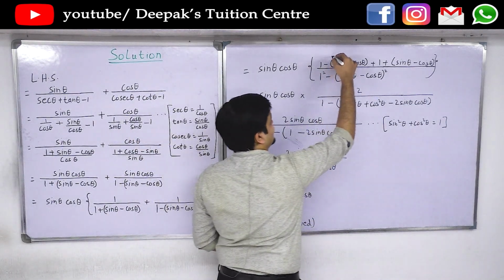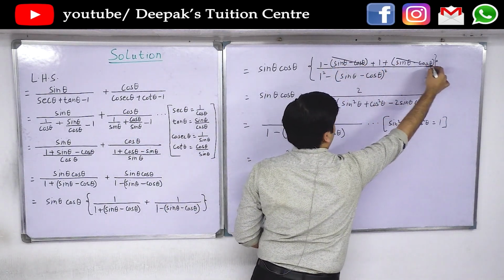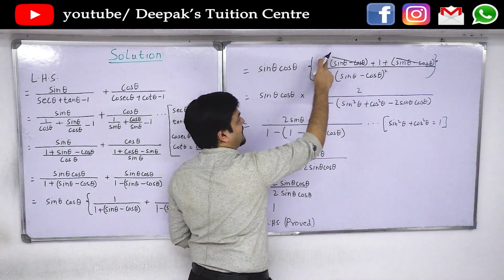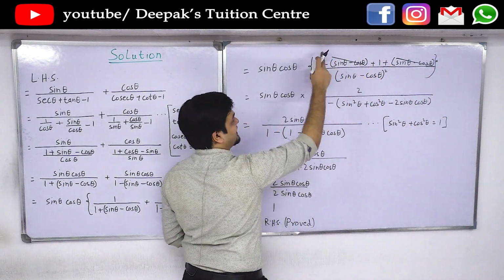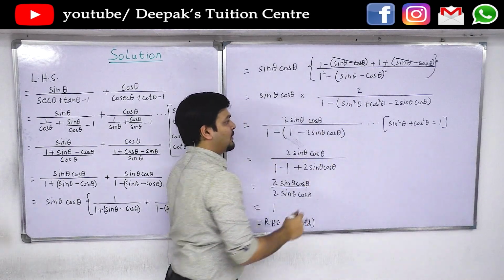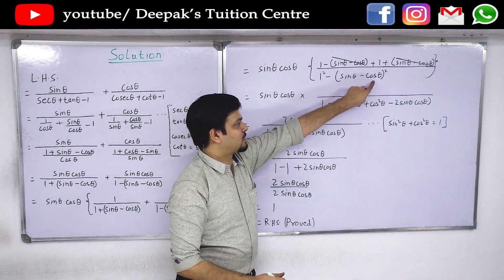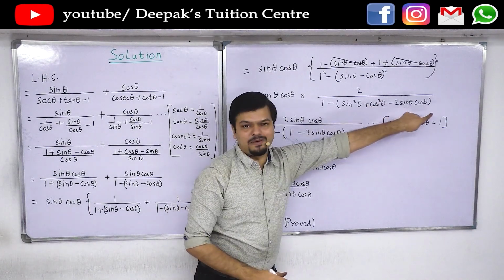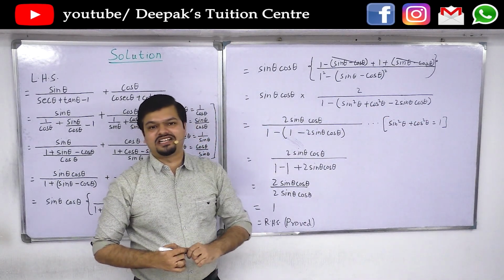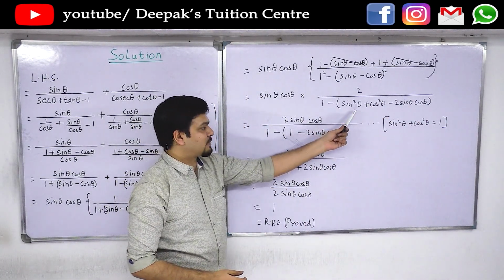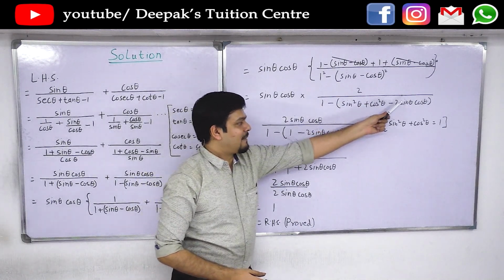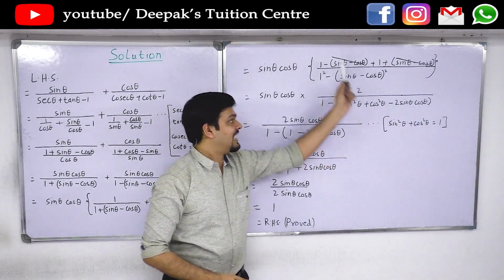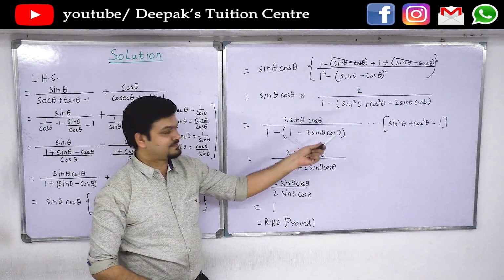Since both the terms inside the brackets are same, we can cancel them out because one is negative and the other is positive. So 1 plus 1 is equal to 2. (a minus b) whole square is equal to a square plus b square minus 2ab. So (sin theta minus cos theta) whole square is equal to sin square theta plus cos square theta minus 2 sin theta cos theta. Rest everything is copied down.